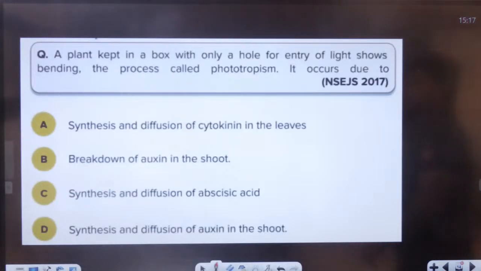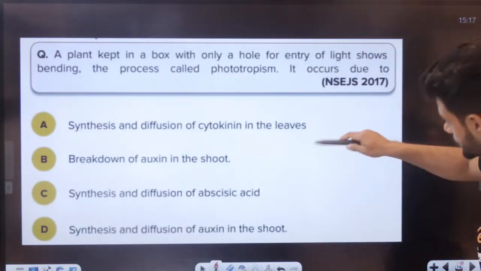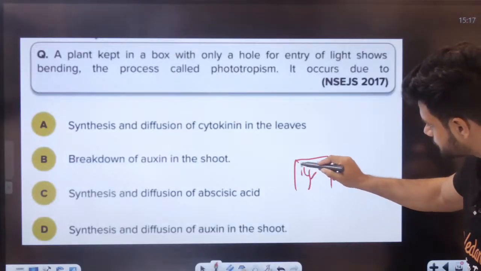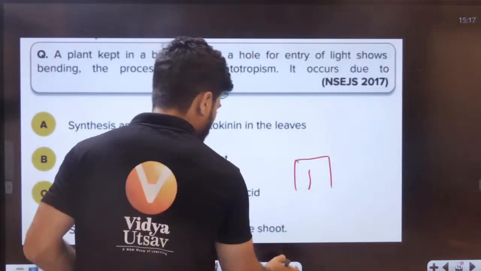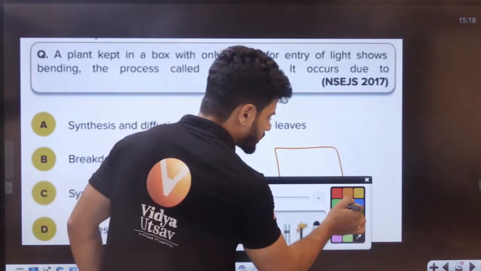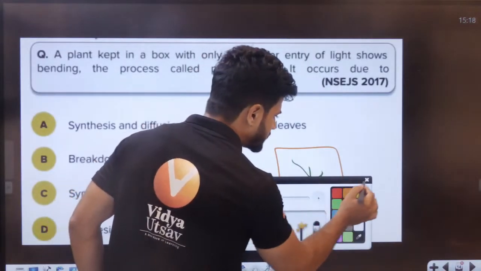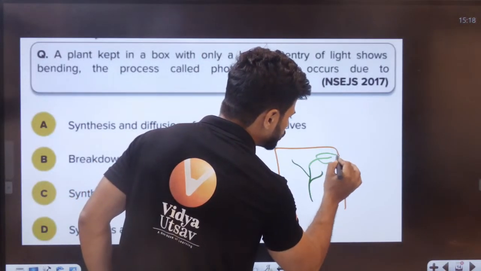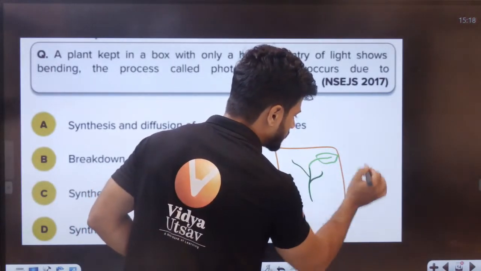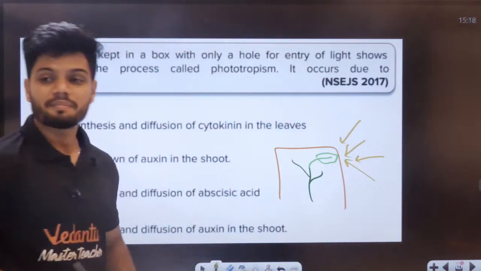A plant kept in a box with only a hole for the entry of light shows bending. So here we have a box, and inside this box we have a plant. Now this plant will be seen bending towards the light. The light is coming from this direction. There is a small hole here. Now what is the main reason?